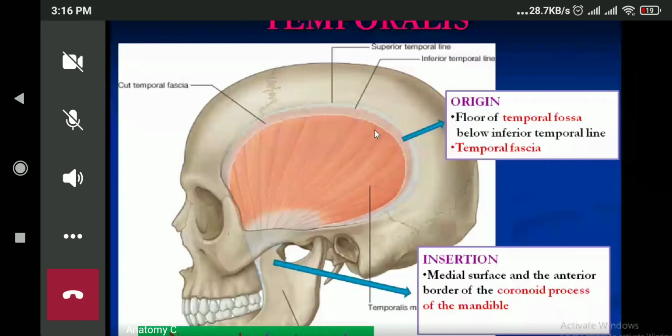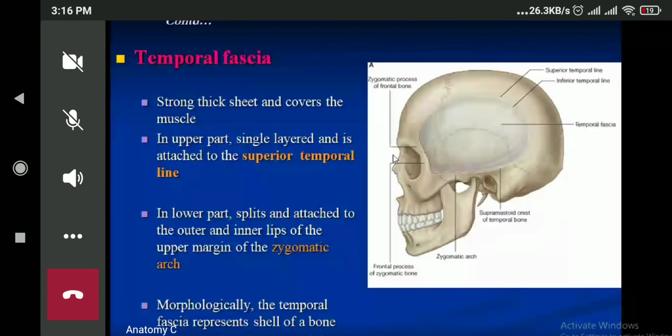Now next one is the temporal fascia. The temporalis muscle is covered by one fascia, known as the temporal fascia. This is a strong thick sheath which covers this muscle, and it arises from the supratemporal line. One thing you have to remember: the temporal fascia arises from the supratemporal line, and the temporalis muscle originates from the inferior temporal line. This temporal fascia is single superiorly, but when it comes downward, in the lower part it splits and is finally attached to the outer and inner lip of the upper margin of the zygomatic arch.